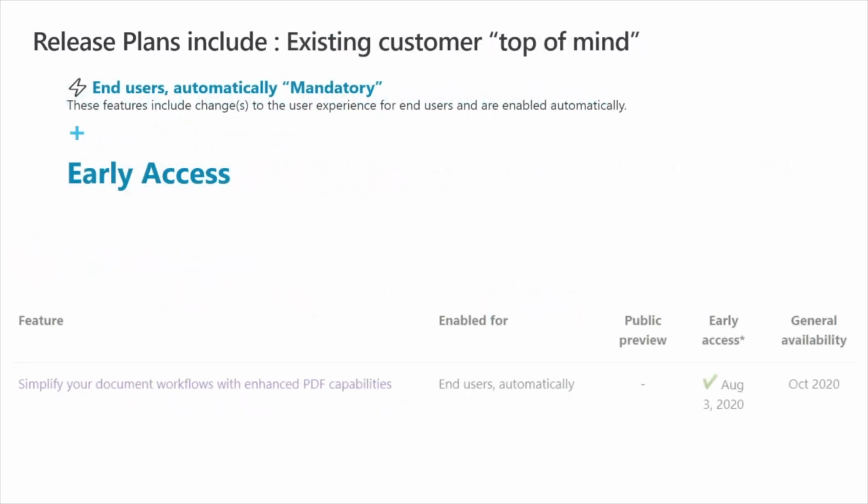So if you combine those two, you're looking at something like this. That PDF button we talked about in my demo. It's end user automatic, which means it's just going to show up. You don't do anything. It's just going to show up for you in October. And we give it to you as early as August as part of our early access.